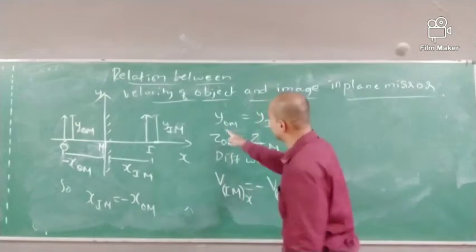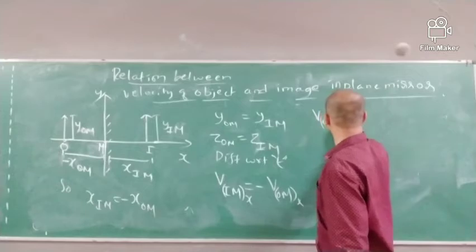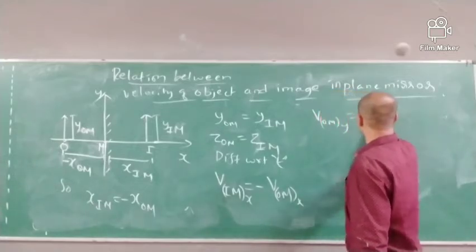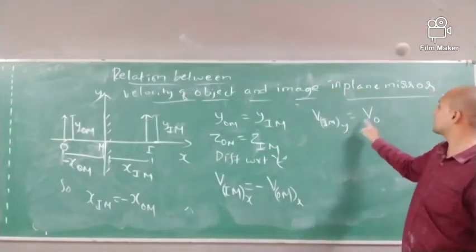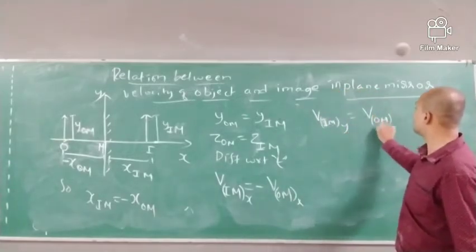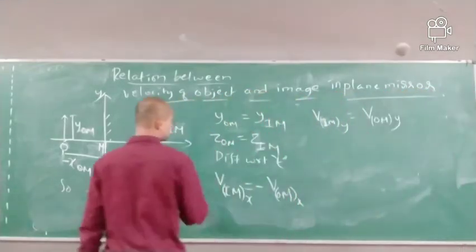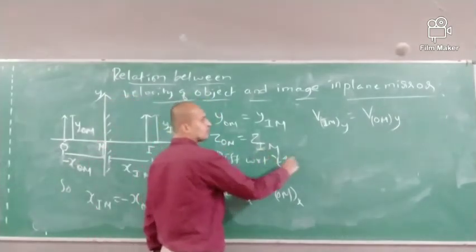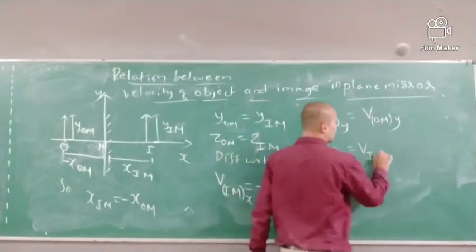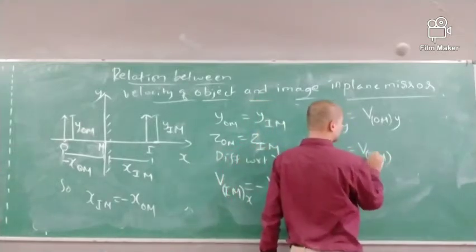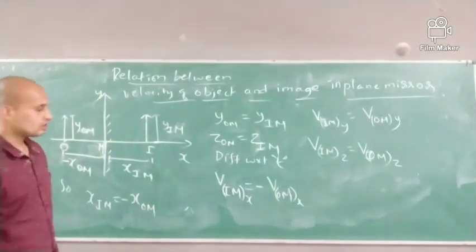Same thing happens here. For YOM, if I differentiate, the velocity of the image along the y-axis with respect to the mirror will be equal to the velocity of the object with respect to the mirror along the y-axis. Same thing happens for z. The velocity of the image along the z-axis will be equal to the velocity of the object along the z-axis. Are you understanding?